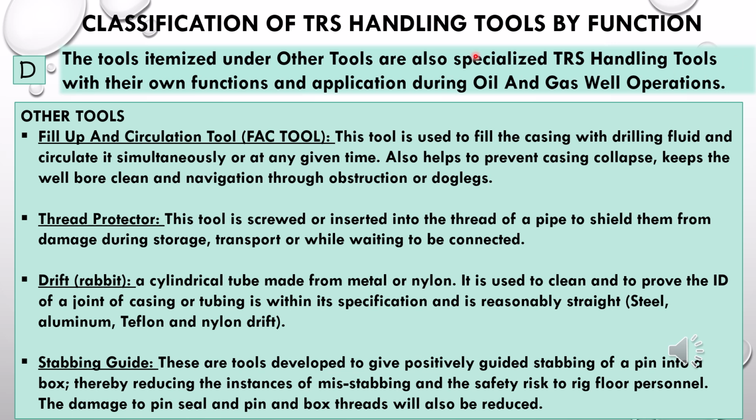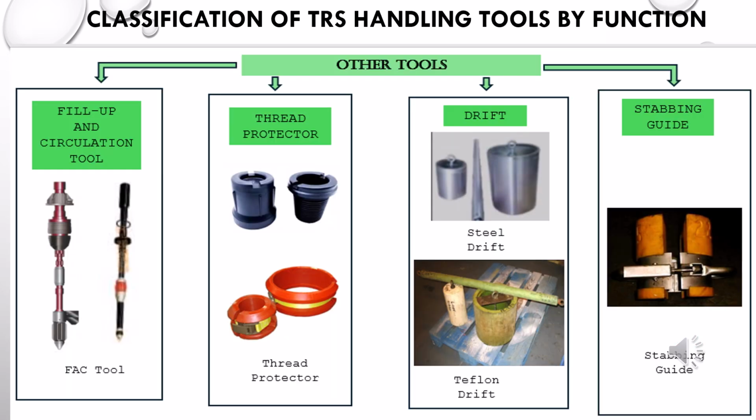We have classification D, which falls under other tools. These tools itemized under these other tools are also specialized TRS handling tools with their own functions and application during oil and gas well operations. Okay, and then we have a summary here of fill up and circulating tools, a thread protector, a drift. We also have a stabbing guide. Just a summary of what we have here.